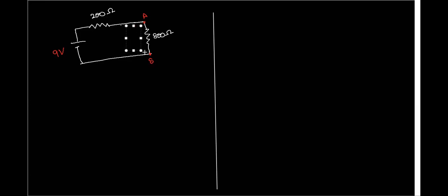So if total voltage available is 9 volts, out of which 5.6 is across 800 ohms, it definitely means the rest is across 200 ohms. That is 9 minus 5.6, right? 9 minus 5 gives you a 4, and 4 minus 0.6, that is 3.4 volts, is across the 200 ohm resistor. Am I clear, class? Right?